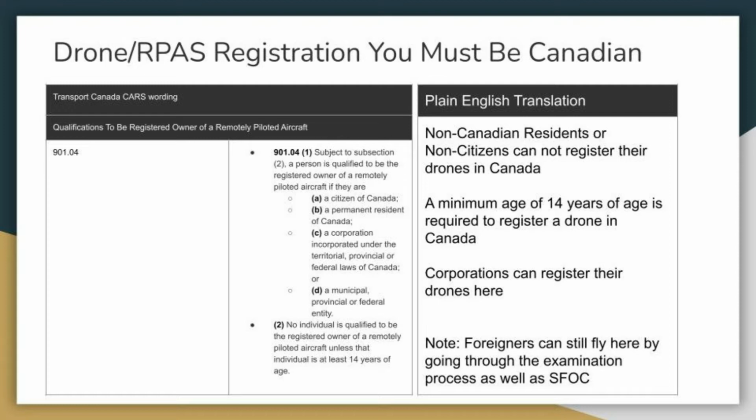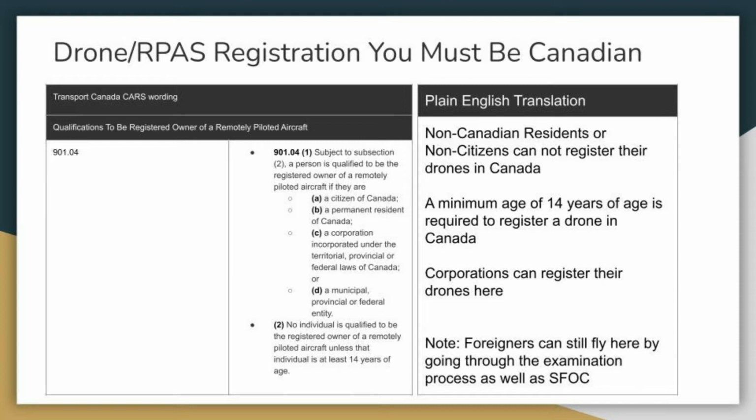So this specific slide covers qualifications to be registered owner of a remotely piloted aircraft. So 901.04 states that you need to be a citizen of Canada, a permanent resident, a corporation, a municipality, a provincial, or federal entity in order to register a drone. What it's stating here, no individual is qualified to register and own a remote pilot aircraft unless they're also 14 years of age. So you need to be a minimum of 14 years of age.